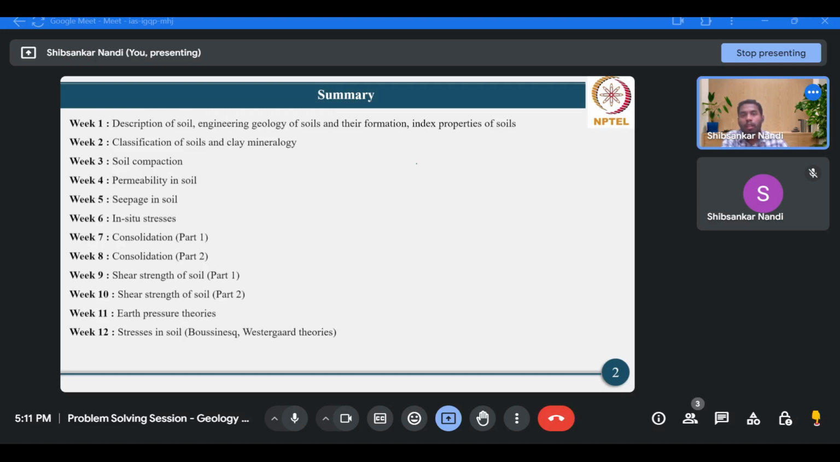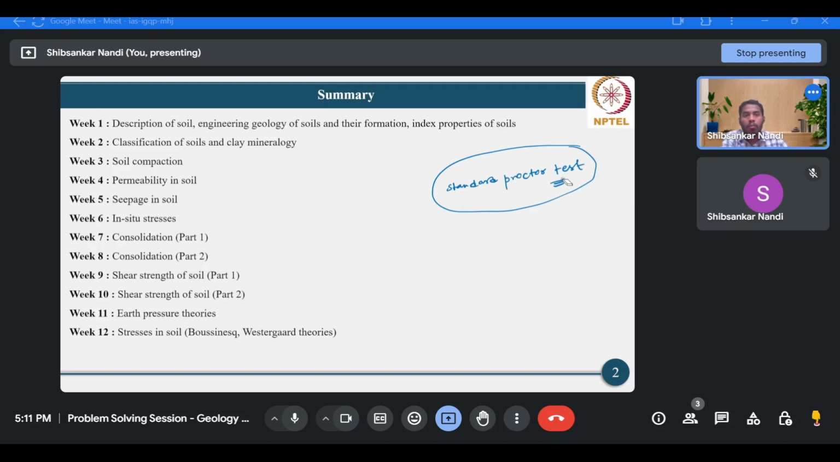Now we have also learned about different laboratory tests to examine this kind of behavior, that is the standard Proctor test. Two types of tests we have seen: the standard Proctor test and the modified Proctor test. What is the major difference between these two tests, that also we have learned at that time.